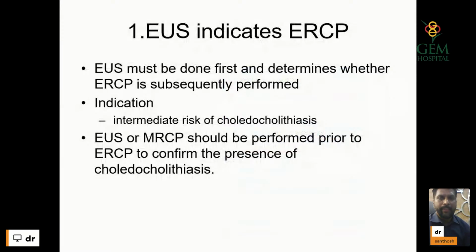The first one is EUS indicates ERCP. In this, EUS must be done first, and it determines whether ERCP is subsequently required or not. The indication is an indeterminate risk of choledocholithiasis: a patient with a symptomatic CBD stone with a dilated bile duct and normal LFT, or a normal duct with abnormal LFT. In these cases, they will require a second modality to confirm whether the stone is there or not. Either EUS or MRCP should be done before ERCP to confirm the presence of a CBD stone.